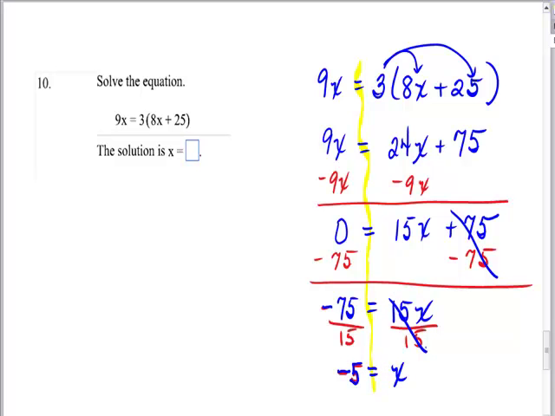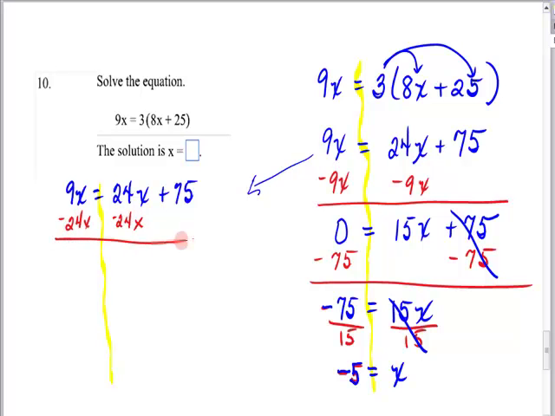Now I do want to show you something. I want to go back to the problem right here, where I have 9x is equal to 24x plus 75. I've said many times that when you have variables on both sides, it's a choice which one you want to get rid of. If you wanted to get rid of the bigger one, you could subtract 24x, subtract 24x. That would give you, the signs are a little different, negative 15x is equal to 75.